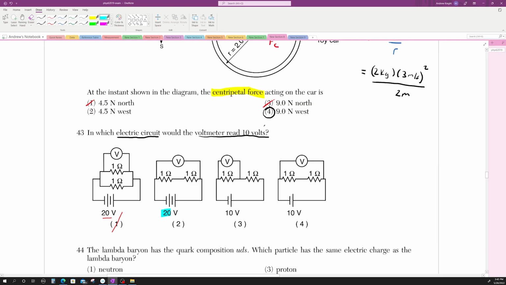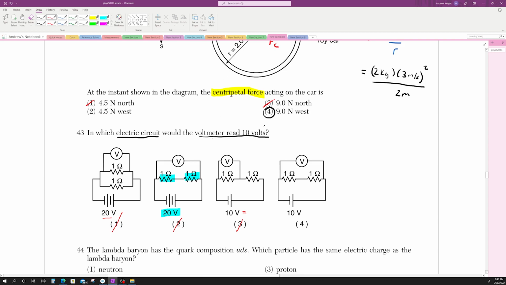Well, in choice number 2, my total voltage is 20. So if I was to add up number 1 and number 2 voltage together, it would equal 20. I don't want 20, I want 10. So this is out. In choice 3, you'll notice my total voltage here is 10. Well, if I want a reading of 10 volts, there's no way this one can be 10 volts because then there's no voltage left over for the second resistor. So that doesn't make sense.